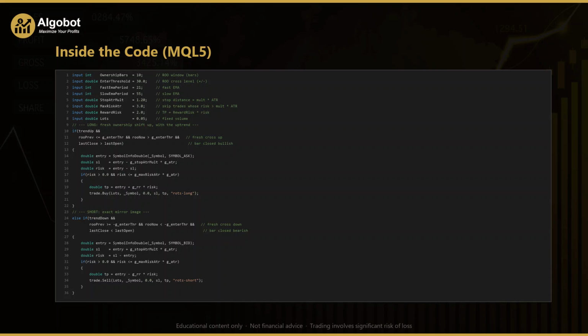The short block below is the exact mirror. Trend down, RewPrev at or above the negative threshold while RewNow drops below it, and a bearish close. The entry is at the bid, the stop is placed above the entry, and the take profit is placed below by the same reward to risk multiple, opened with trade.sell. Notice both sides use identical, symmetrical logic.